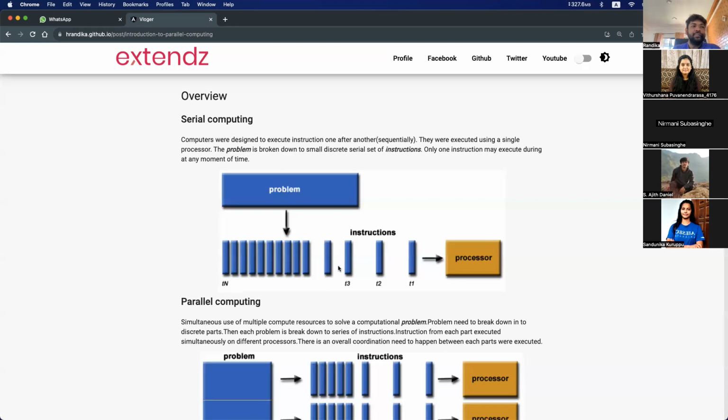So the problem gets executed very fast. You might have seen applications like single board computers, where you have IoT devices. Okay, so IoT devices tend to have this serial execution. That's because of the limitations of the processor that they have.